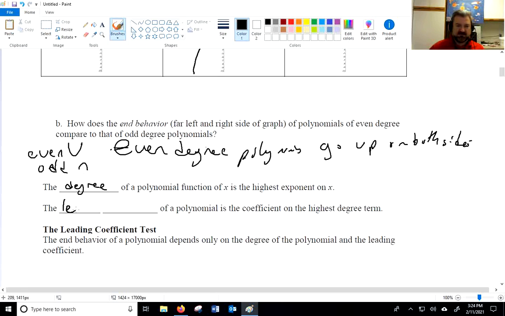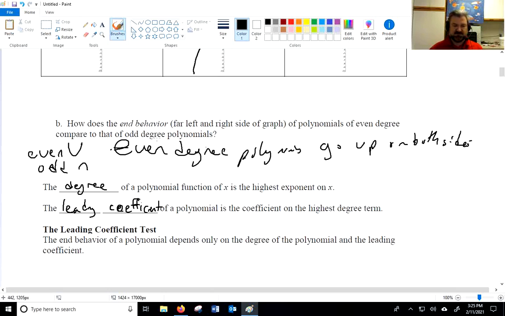The leading coefficient is simply the coefficient, that number in front of the highest degree term. And it's called the leading coefficient because if we write it in standard form, the highest degree term should be first, so it should be the leading one.